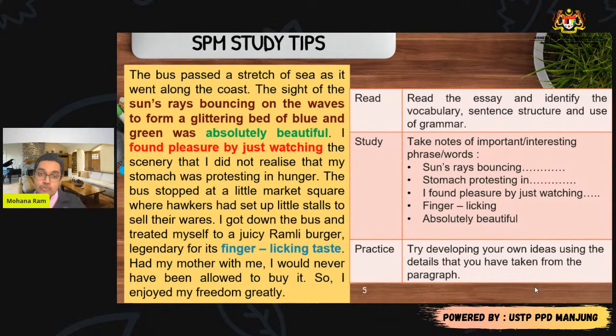Now, after you have finished reading it, the next thing you have to do is study the essay. Take notes of important and interesting phrases or words. For example, look at the colored words, sentences, phrases, and words that I have highlighted in this essay. For example, sun's rays bouncing on the waves to form a glittering bed of blue and green was absolutely beautiful. Found pleasure by just watching. Finger-licking taste or finger-licking good.